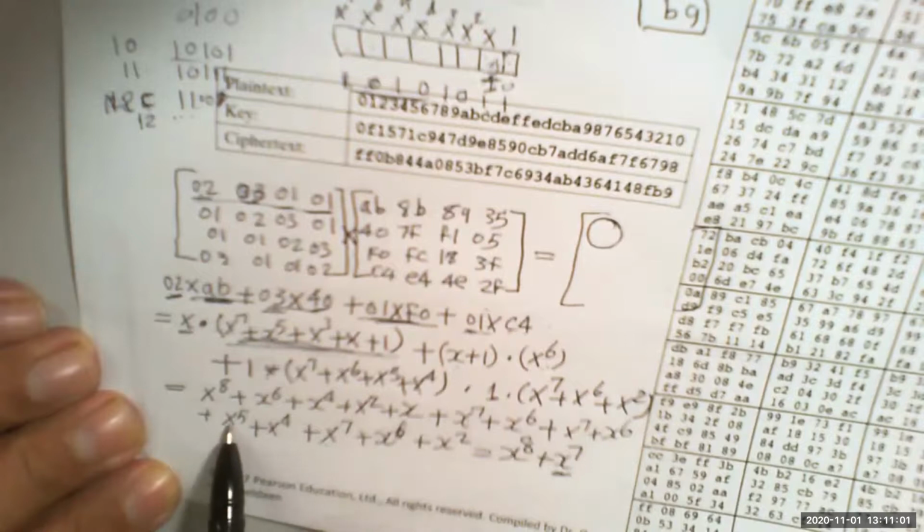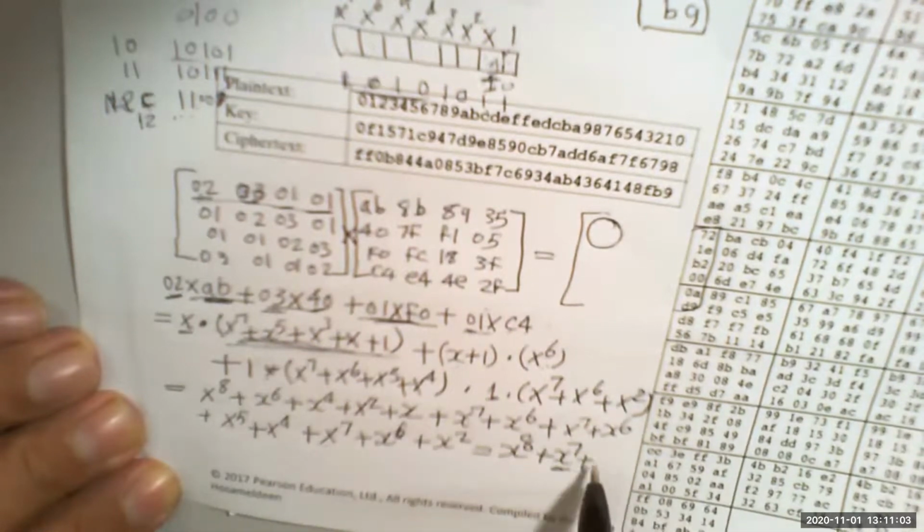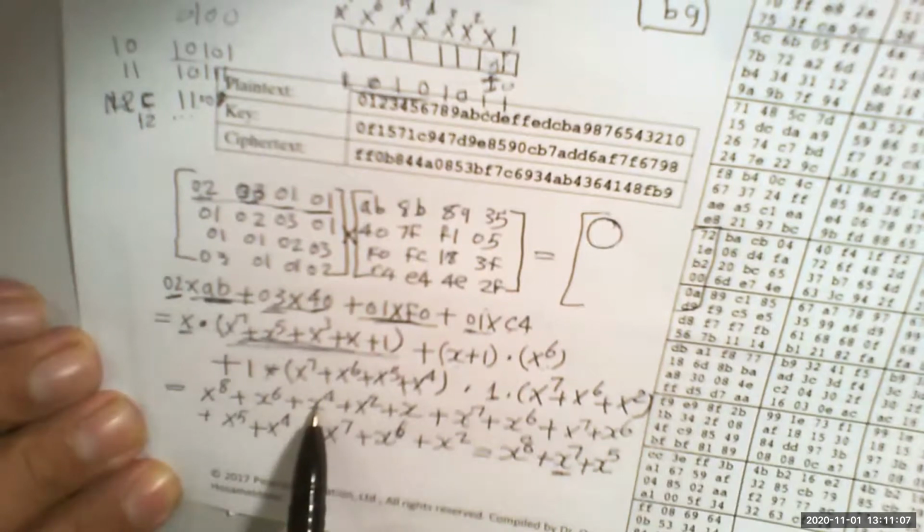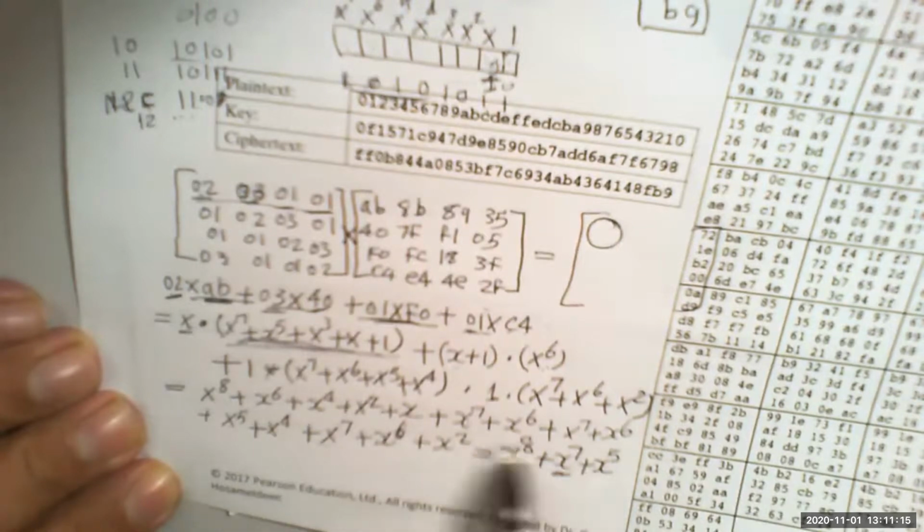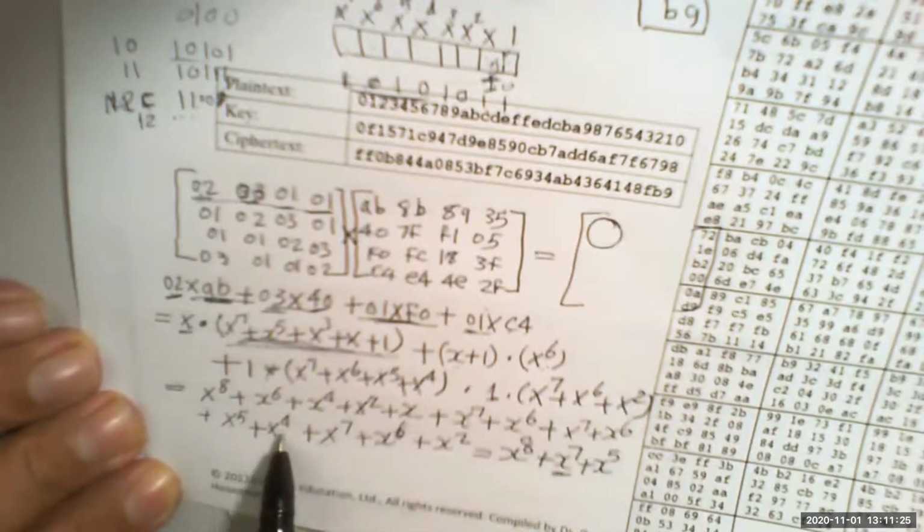x5 appears only once, so it is going to be with us, x5. What about x4? We have x4 here and x4 here, so it's not included with us. x3, there is no x3. x3 is not there. x2 is appearing here and here, so it is an even number, so it is not included with us.